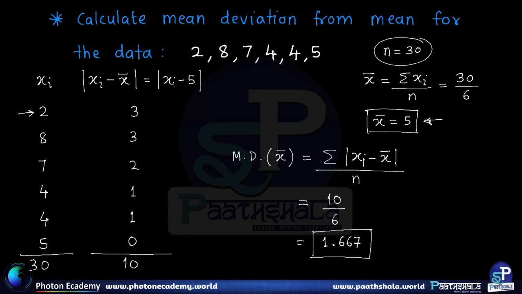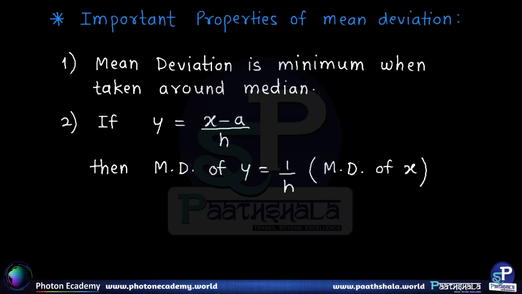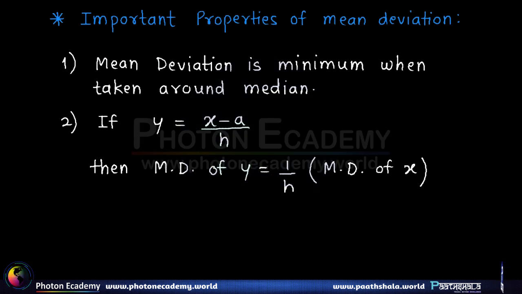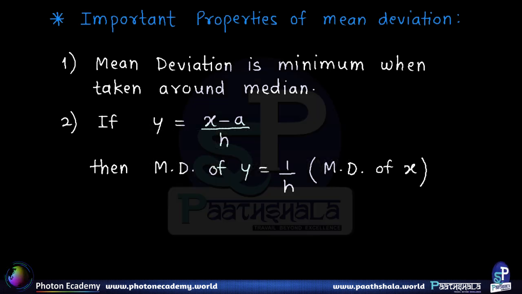Now there are two important properties regarding this measure that we have to remember. The first is that mean deviation is minimum when it is taken around the median. Now in the previous example we found the mean deviation around the mean. Similarly you can find the mean deviation around any other given value. But amongst all those mean deviations, the mean deviation which is calculated around the median will always have the smallest value as compared to the remaining ones.